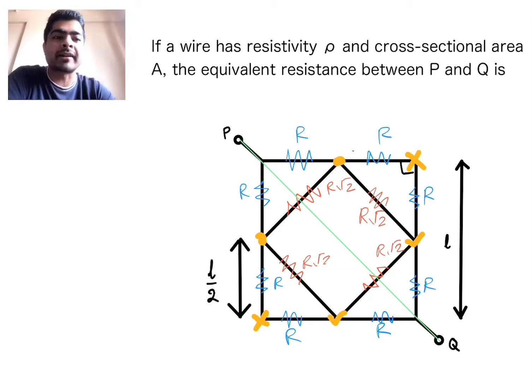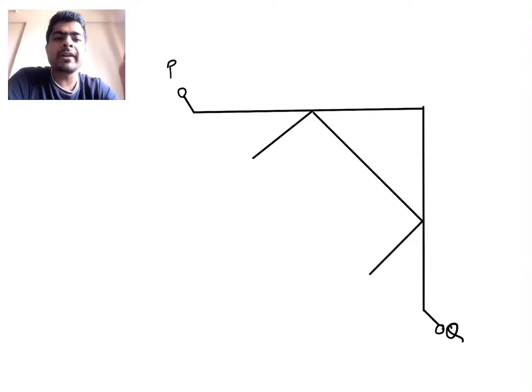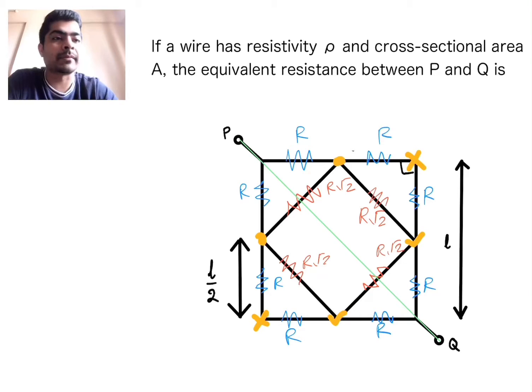Then I'll redraw my circuit. Let's see what happens. After folding the circuit about the green line, this is what I obtained, right? But I still haven't drawn the values of the resistors. We need to look at the value of each resistor in the circuit. So observe something. This resistor and this resistor come in parallel because you are taking this corner and merging it with this corner. So this branch and this branch are now parallel to each other. So what do we get?